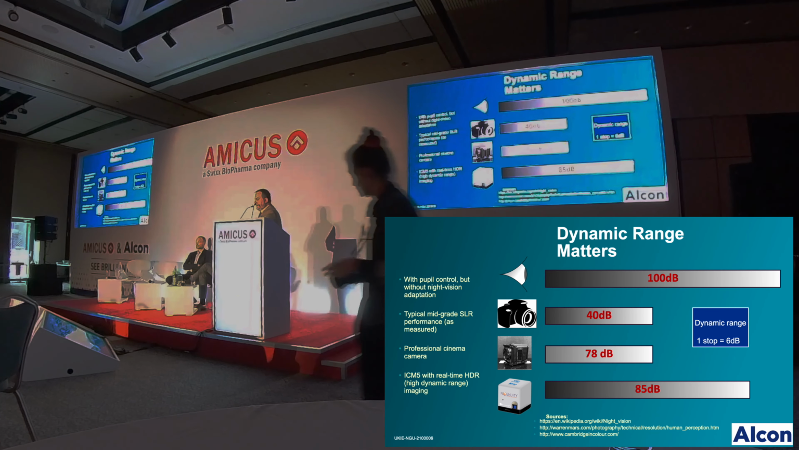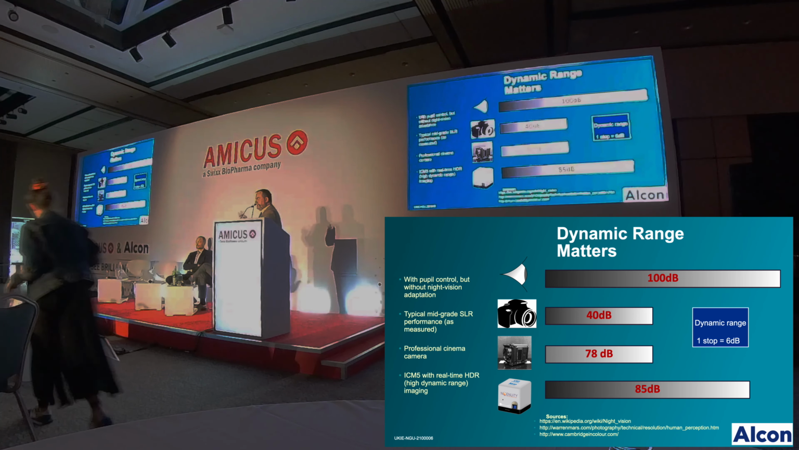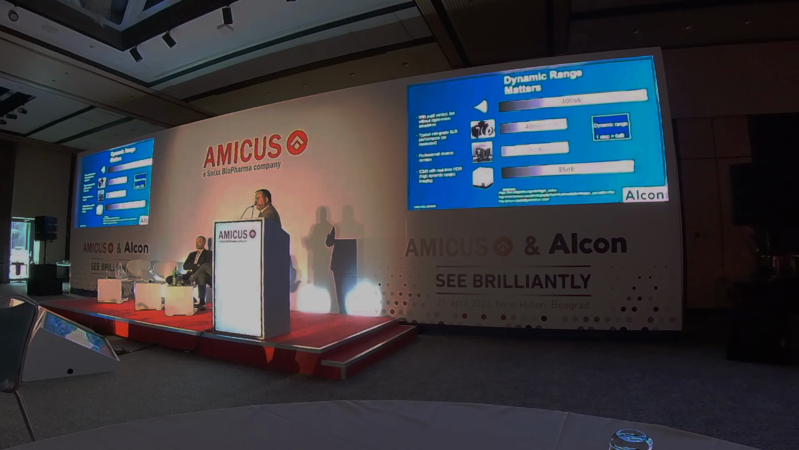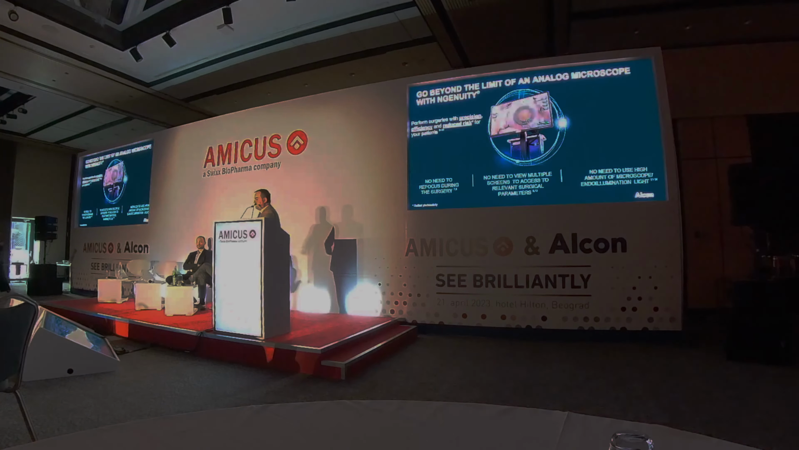The dynamic range in the world of cinema is measured in stops. You can often see it in decibels. One stop is equal to 6 decibels. What is the meaning of that? The human eye has roughly 100 decibels of dynamic range. A mid-range typical DSLR camera that we use is 40 decibels. High-end cinema cameras like Arri, Red, Sony, etc., have 78 decibels. And the Ngenuity camera has 85 decibels, meaning that it is closer to the human eye in terms of ability to acquire an image.